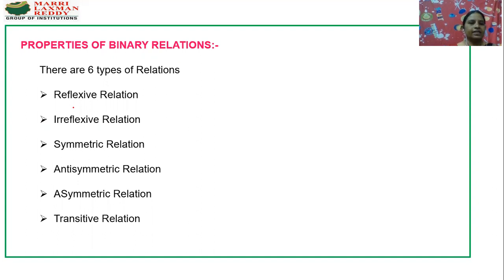One is called reflexive relation. Second one is irreflexive relation. Third one is symmetric relation. Fourth one is anti-symmetric relation. Fifth one is asymmetric relation. And the sixth one is transitive relation.